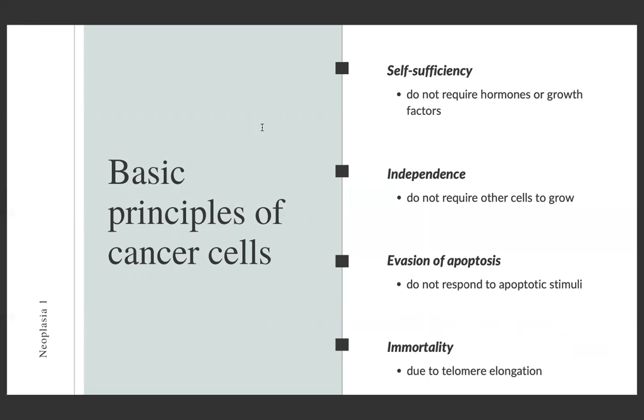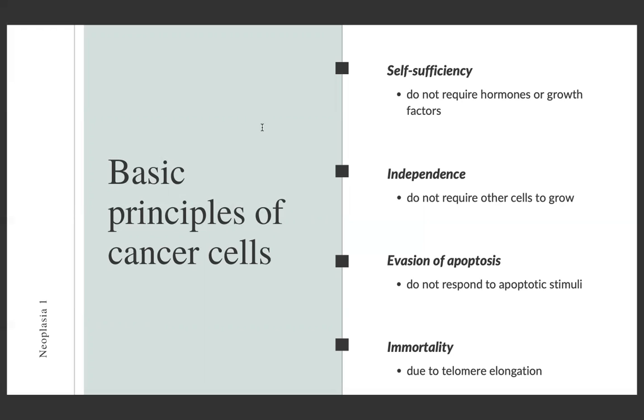And so that goes to the next part, independence. They do not require other cells to grow, because keep in mind, this type of growth does not have a specific function. It's just growing and it just won't stop. Very important, we have evasion of apoptosis. We know apoptosis is programmed cell death. So these cells don't respond to apoptotic stimuli, which is why they keep growing and growing.